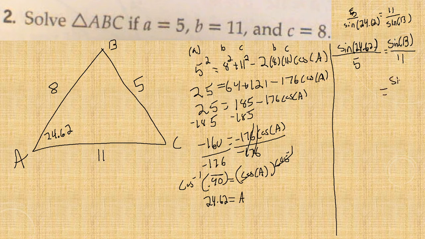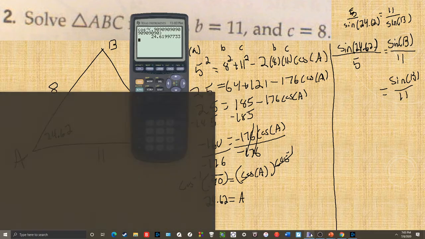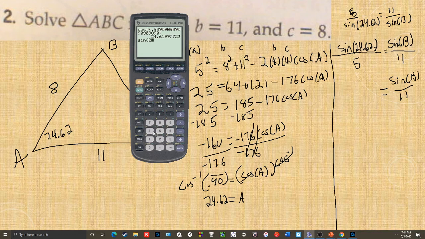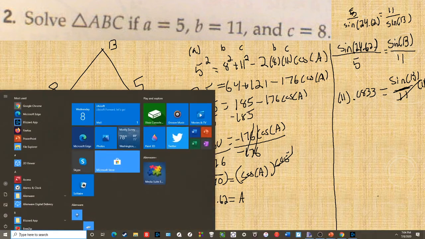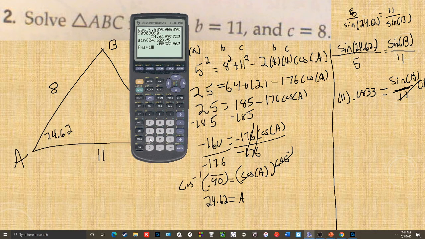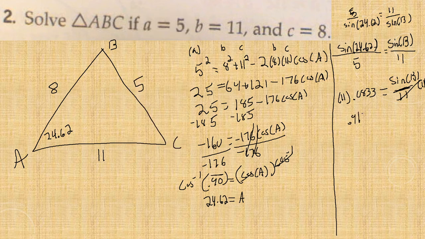So I'm going to have sine of B over 11 is equal to whatever this decimal is. So let's go ahead and do that here. Sine of 24.62 divided by 5, we get 0.0833. And then since I'm dividing by 11, I'm going to end up multiplying by 11 to cancel that out. Multiply by 11 over here. Let's see what we get. Times 11, we get 0.9165. So 0.9165 is equal to the sine of B.